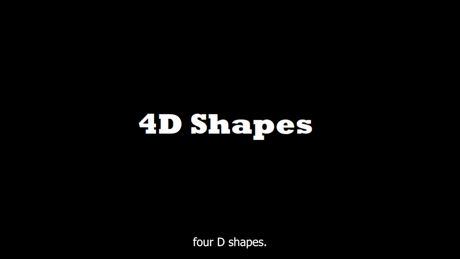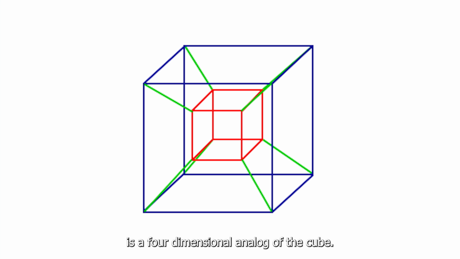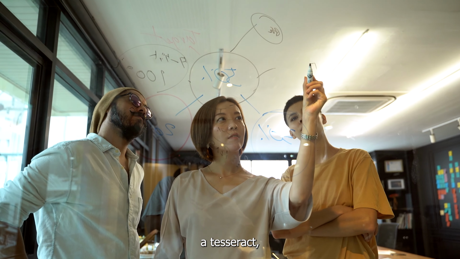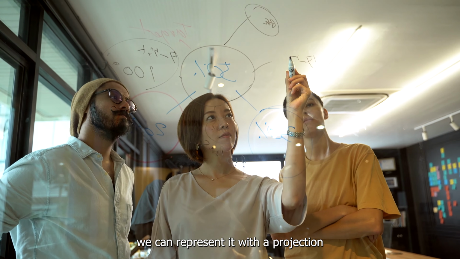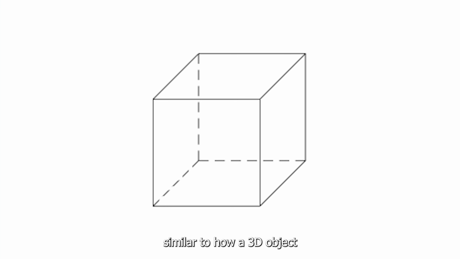4D shapes. The tesseract, or hypercube, is a four-dimensional analog of the cube. While we can't fully visualize a tesseract, we can represent it with a projection, similar to how a 3D object can be represented in 2D.